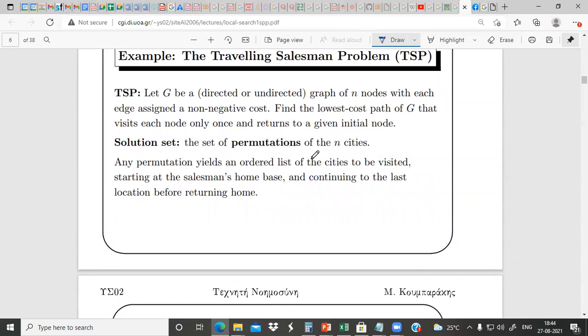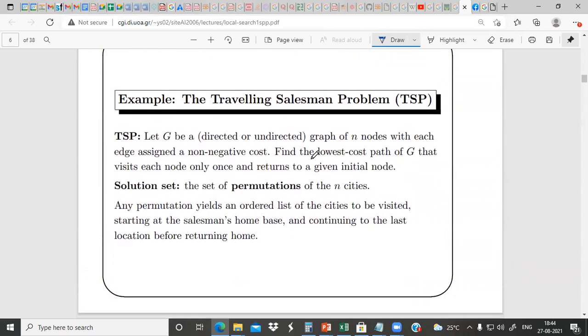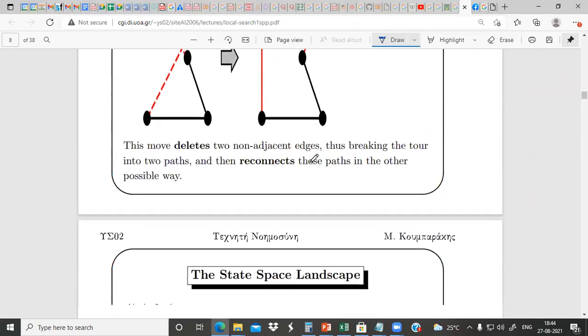Traveling salesman is not an example for the local search algorithm. Let us skip this and go to the next.